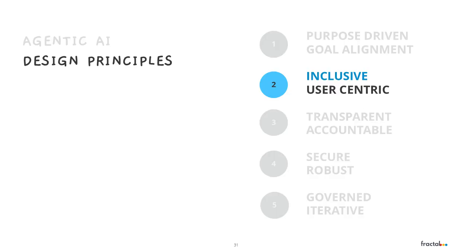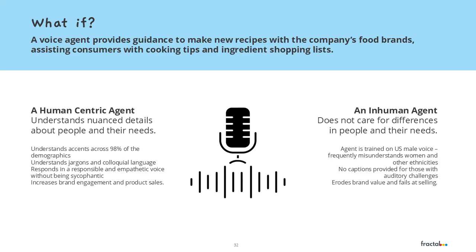Another example for thinking about inclusivity and user centricity is a voice agent which provides guidance to your customers on how to build new recipes with the food brands that a company offers. A well-designed human-centric agent, or at least one dimension of it, would be that it's been trained to understand accents and cultural cues across different parts of the demographics. And it uses responsible and empathetic language without being sycophantic, which is a criticism that OpenAI recently drew for making their models too sycophantic. This would lead to improved brand engagement and product sales.